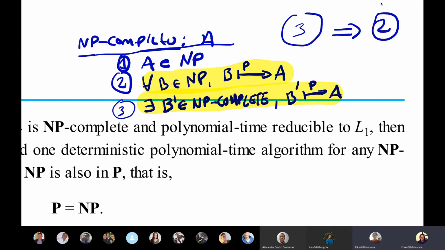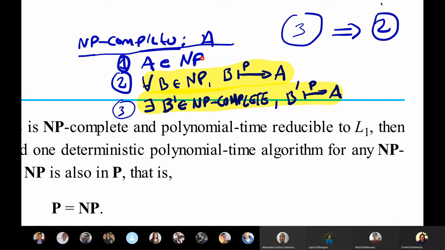Yes, very good point. But let's wait. Before that, let's suppose, Elkin, that you manage in such a way to find that SAT is NP complete. Suppose that you are given that. And now you want to prove that 3 SAT is also NP complete.